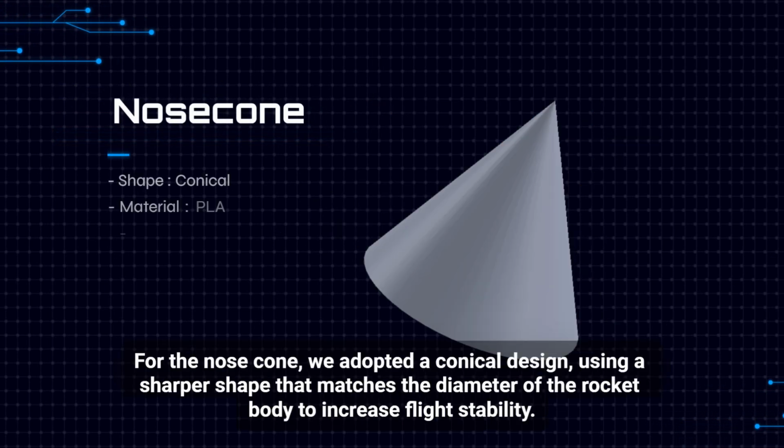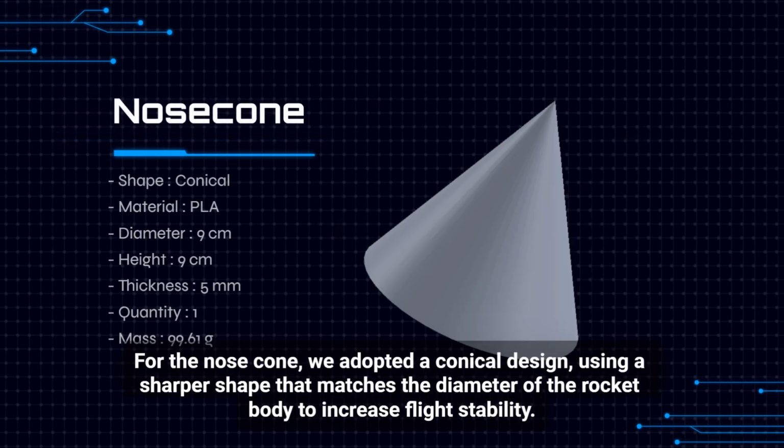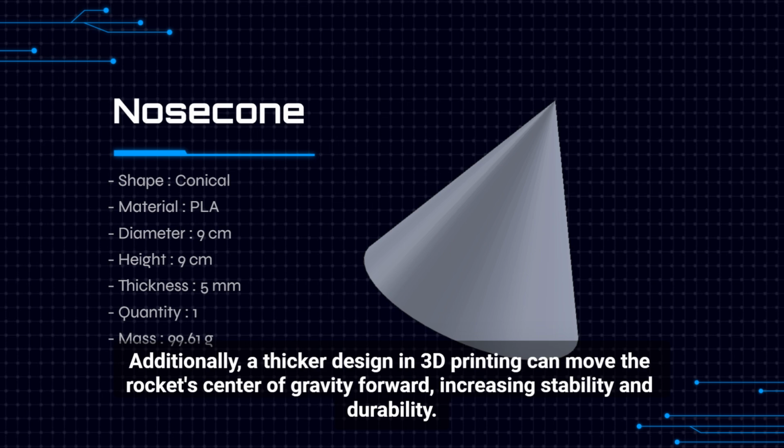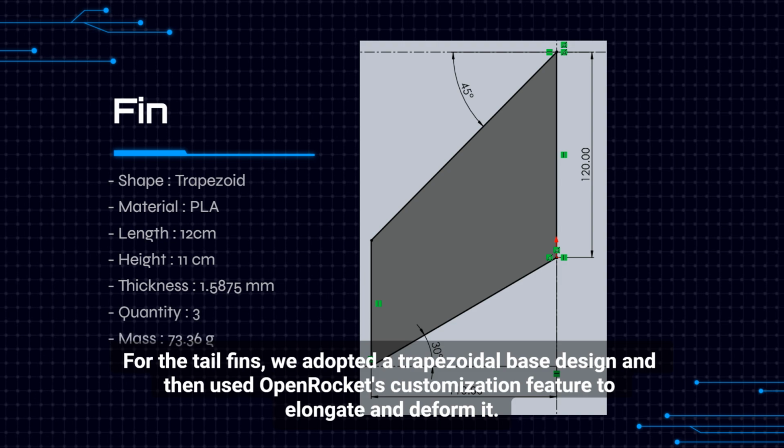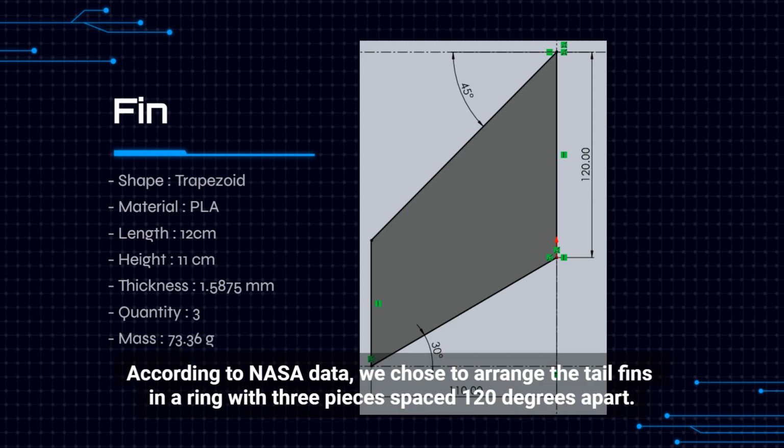For the nose cone, we adopted a conical design, using a sharper shape that matches the diameter of the rocket body to increase flight stability. Additionally, a thicker design in 3D printing can move the rocket's center of gravity forward, increasing stability and durability. For the tail fins, we adopted a trapezoidal base design and then used OpenRocket's customization feature to elongate and deform it. According to NASA data, we chose to arrange the tail fins in a ring with 3 pieces spaced 120 degrees apart.